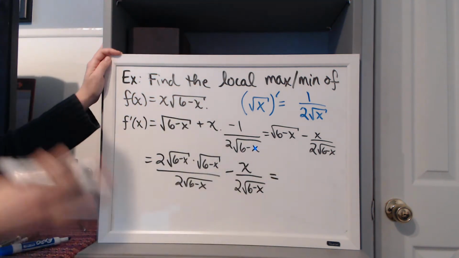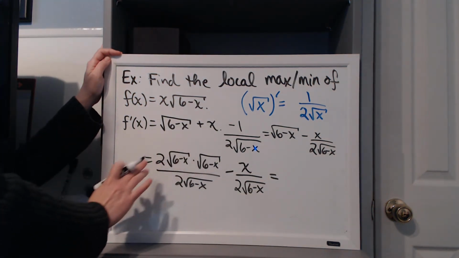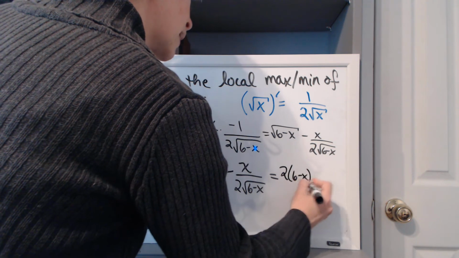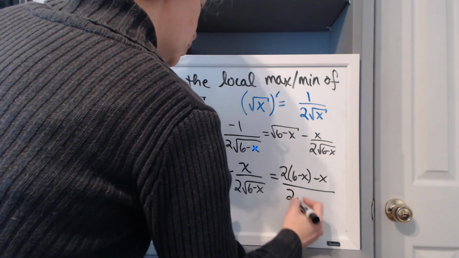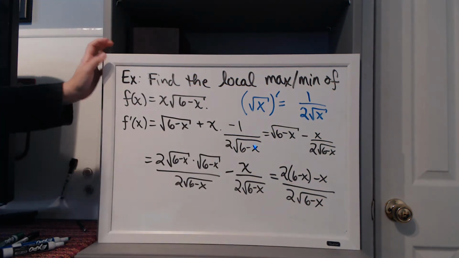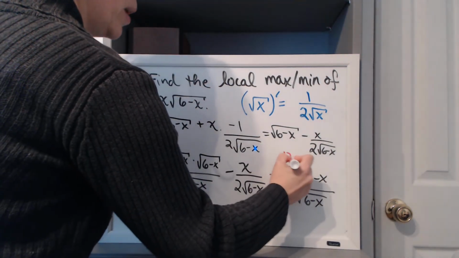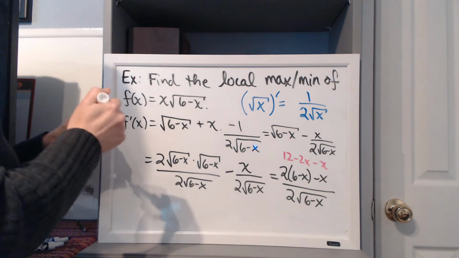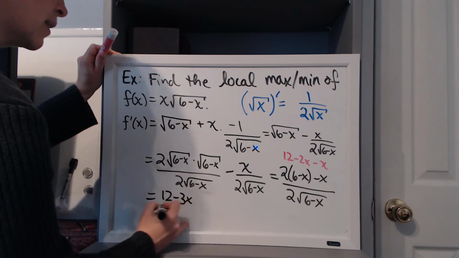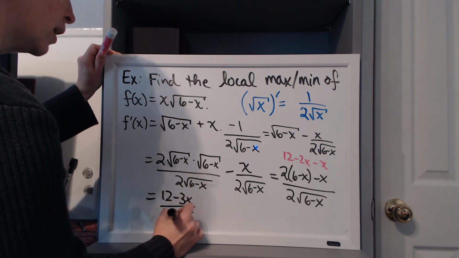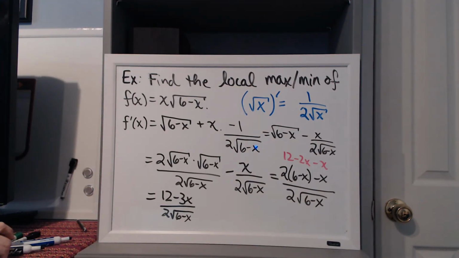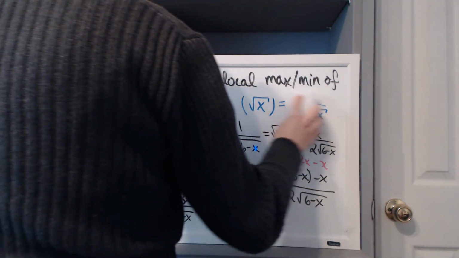And overall, when we combine all of that, when we multiply the square roots together, that's going to give us just what's underneath, the 6 minus x. We're going to have 2 times the quantity 6 minus x in the numerator, and 2 square root of 6 minus x in the denominator. Distributing in the numerator is going to give us 12 minus 2x minus x. So overall, our derivative is 12 minus 3x over 2 times the square root of 6 minus x. And that's the derivative. Now, since I need the board space, I'm going to go ahead and write that down, and then we will continue.